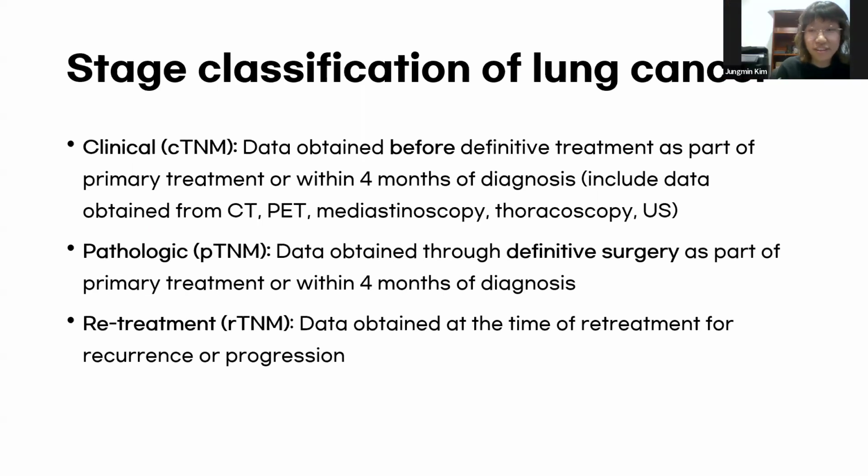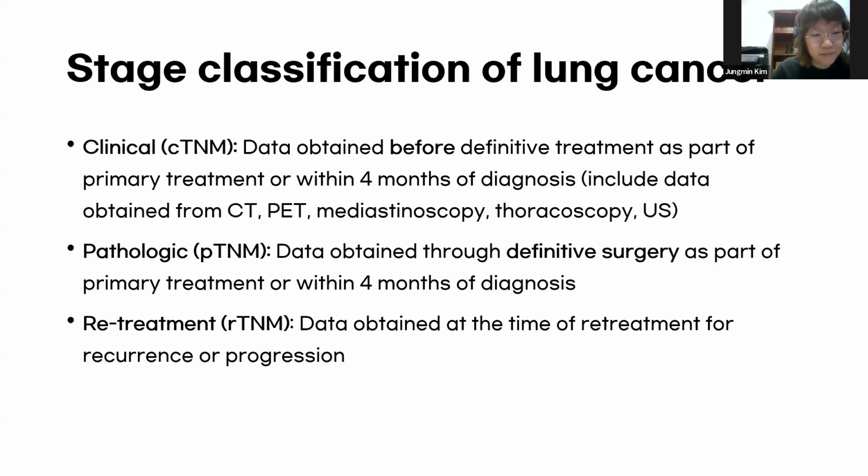So when we talk about lung cancer staging, we use the TNM system. T is for tumor size and extent, N is for lymph node involvement, and M is for metastasis. And there are mainly three types of TNM. There are a lot of TNM staging depending on timing, but let's look at these three.